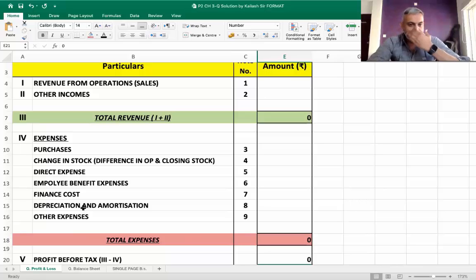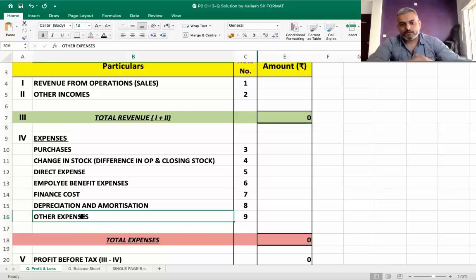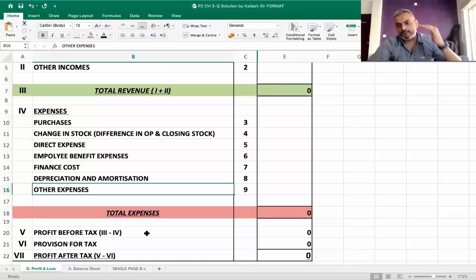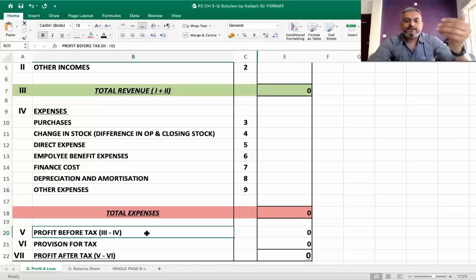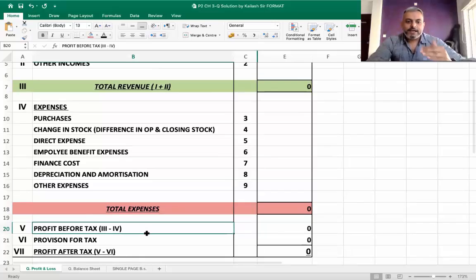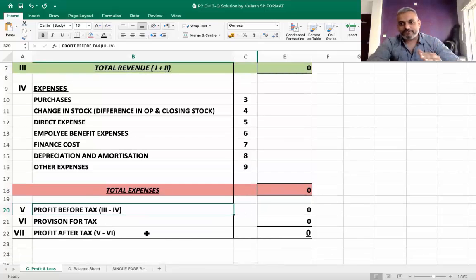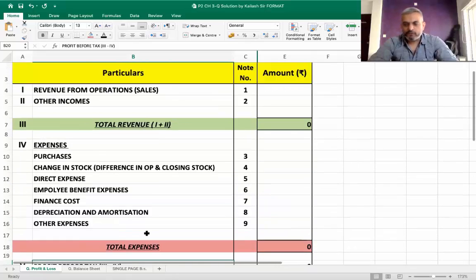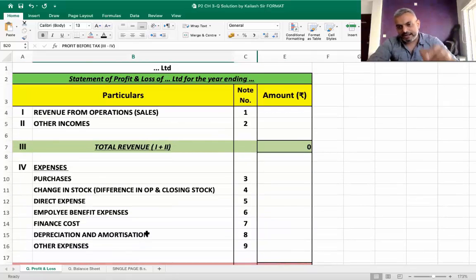Never forget it. And amortization, and always the last one, which is not anywhere else, other expenses. Once you have total revenue and total expense, you get profit before tax, then we make a provision for tax, and then finally we get profit after tax. So this is the format for profit and loss, which you also have to write daily and learn.